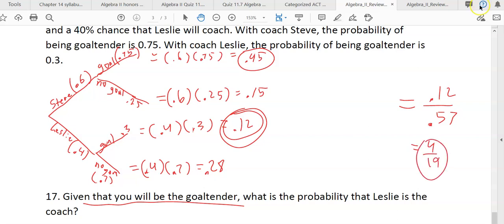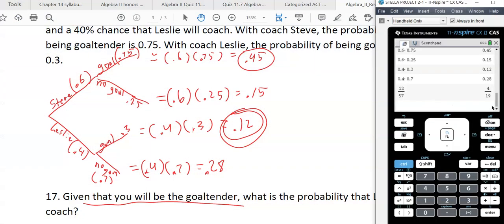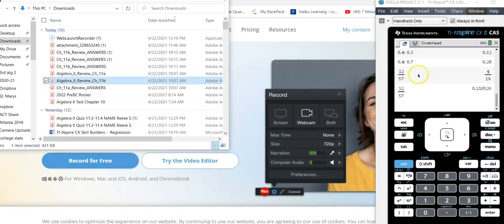If you wanted to do that as a decimal, you just hit Control Enter, and you get 0.21, so 21% right there.